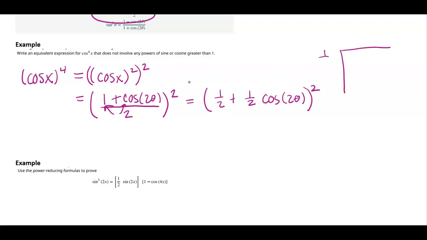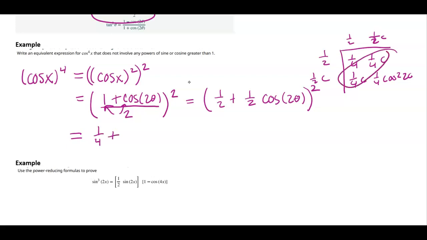Let's make sure we do that correctly. That's going to be 1/4, 1/4 cosine, 1/4 cosine, 1/4 cosine squared. So this expansion is going to be 1/4 plus, I have 2 of these, so 1/2 cosine of 2 theta. Okay, that's in power of cosine, plus 1/4 cosine squared of 2 theta.